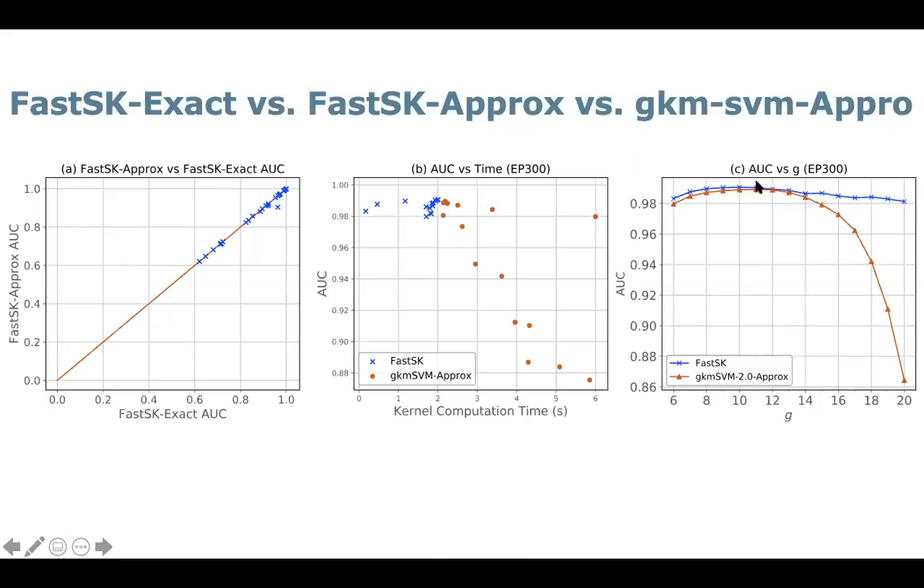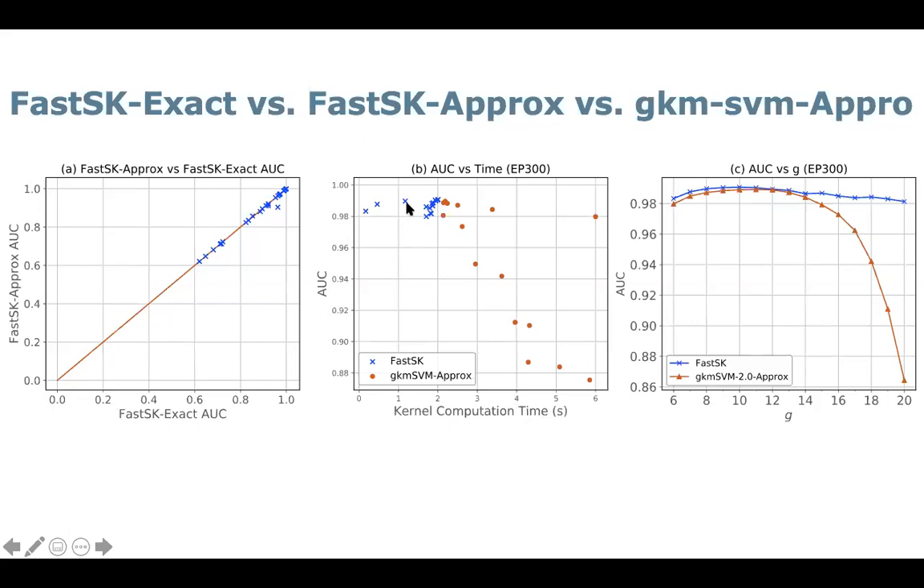The gkm-SVM also has an approximation version, but we found it behaves pretty badly. Look at the C curve in this figure: when you have a larger g, the gkm-SVM performance drops dramatically. So we suspect there are some mistakes in their implementation, and we don't recommend people use their approximation version. And the middle figure is to compare computational time on the x-axis against AUC on the y-axis.